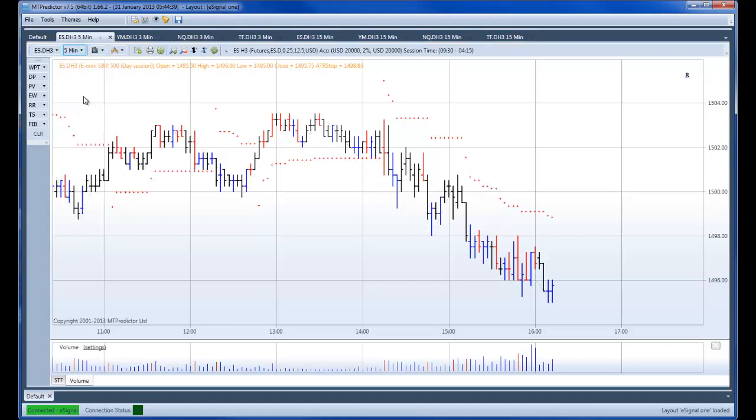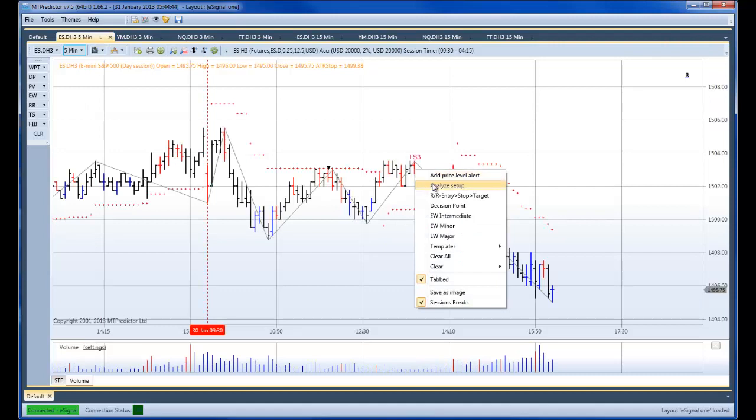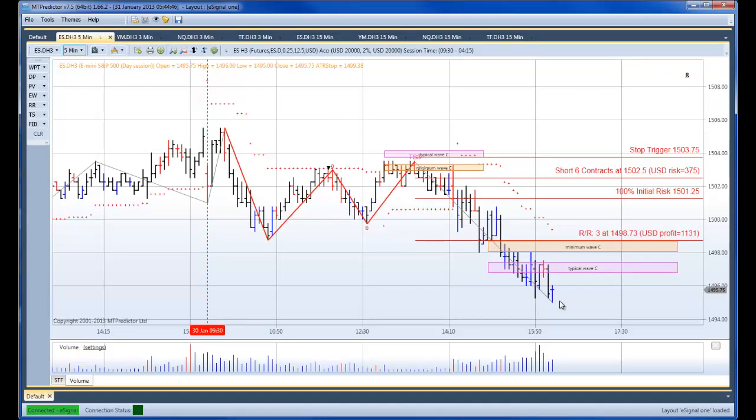However, on the 5-minute chart, if I just draw the 5-minute chart, there was a very nice TS3 sell there, which then would have got you into the short trade as the market came down.